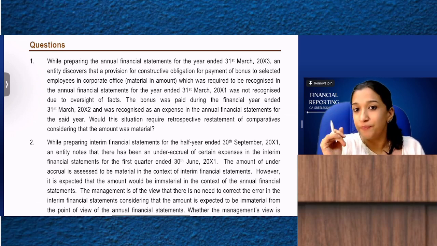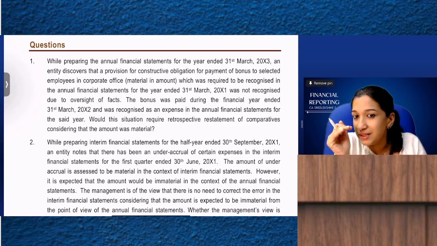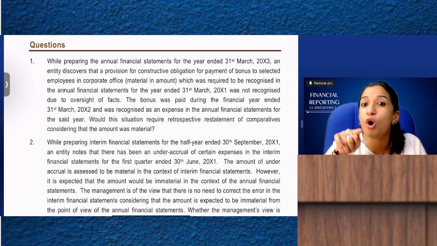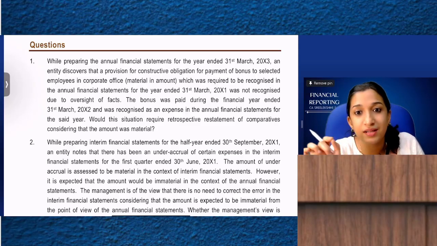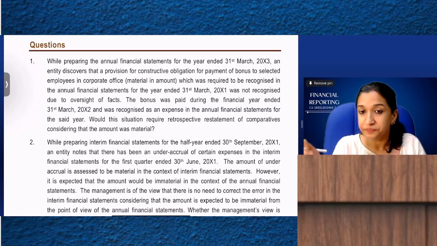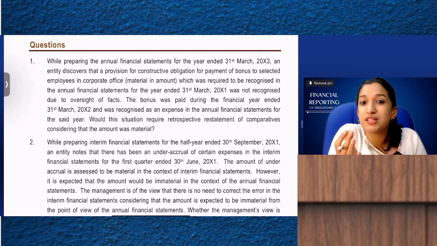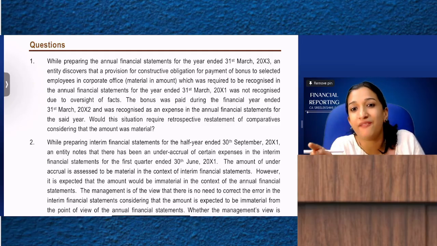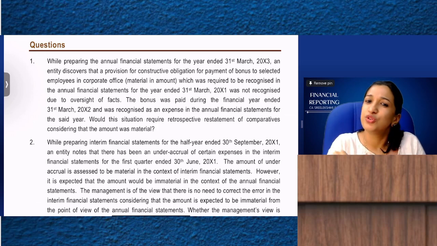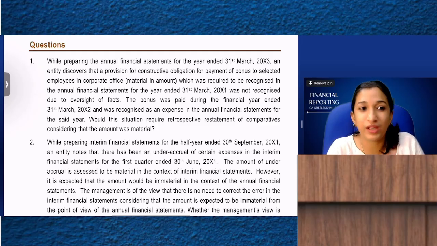31st March 2011, you have not recognized bonus liability. So 31st March 2011, your liability is less. The journal entry should have been bonus to bonus payable. So expense and liability is understated on 31st March 11. On the other hand, 31st March 2012, your expense is overstated. So expense should have been recognized in 10-11 and not 11-12. So you need to prepare the opening balance sheet and you need to show the correction. Okay, let's see the answer.